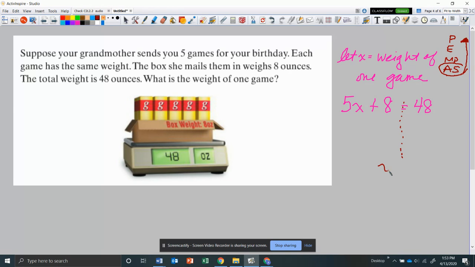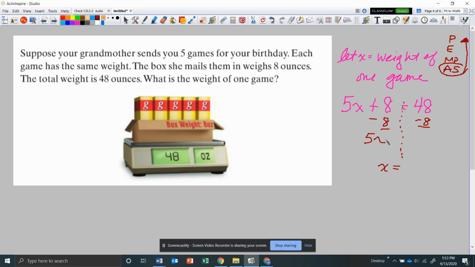Okay, and at the end, I want the variable here and everything else on that side. So I want to look at what's being added or subtracted to the x. And it's not the 5 because the 5 is being multiplied. It's actually the 8. So how do I undo the addition of 8? I subtract 8 on both sides.